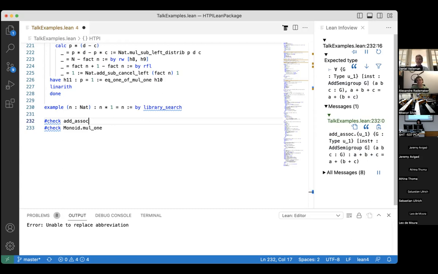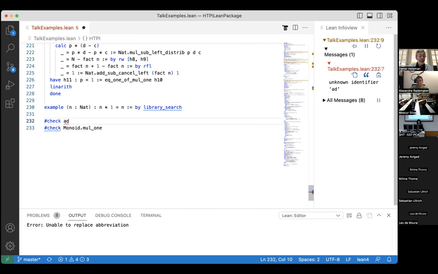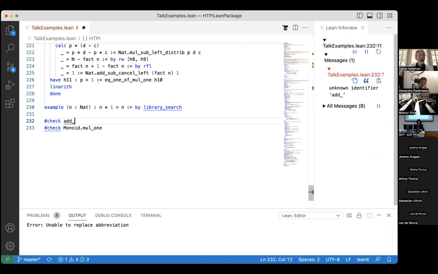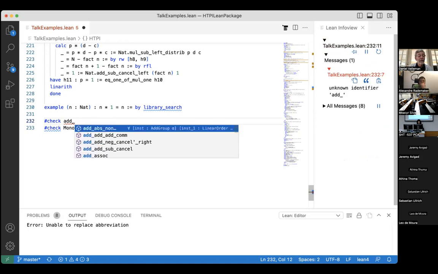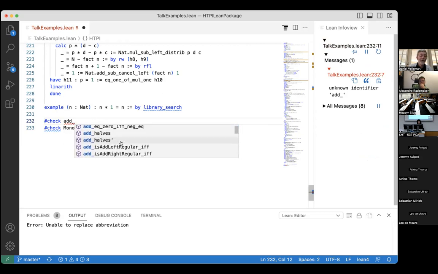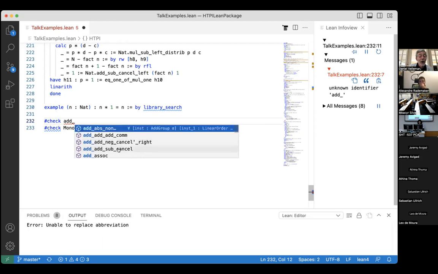Once you get the hang of it, once you've found a bunch of theorems in the library, you can sometimes guess. And there's also, maybe I should say, if I just typed add underscore and stop, I should get a little pop-up menu. Yes. So here, a whole bunch of theorems that start with add. This is a bunch of theorems about addition. Here's the add associative, here's the commutative law. I could just pick one.